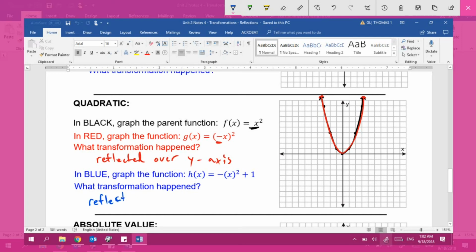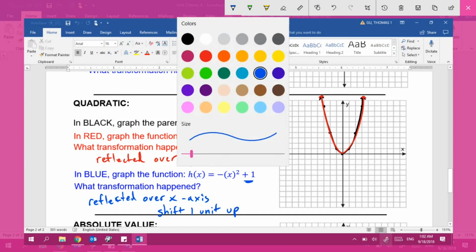Well, I almost spelled it wrong. Reflected over x-axis, because the negative sign is on the outside over there. And then what does the plus 1 tell us? It tells us that we're shifting up 1 unit. Shift 1 unit up.